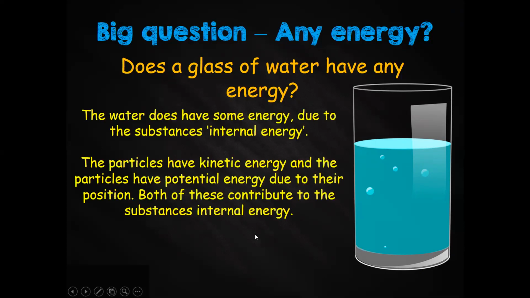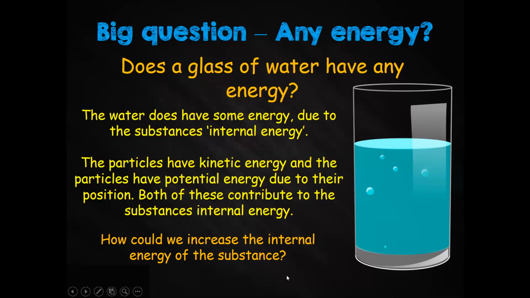Now, if you combine these two things, because the particles in this glass have kinetic energy and they also have potential energy, we know the internal energy of any substance, in this case a glass of water, is the sum of the kinetic energy and the potential energy of all the particles in this system, in this case a glass of water.